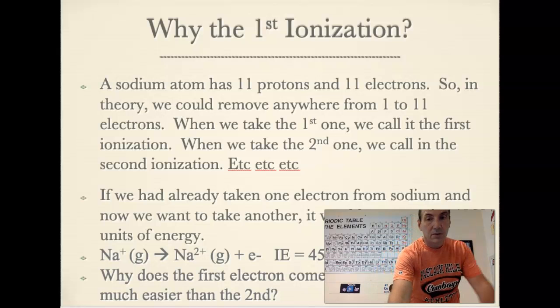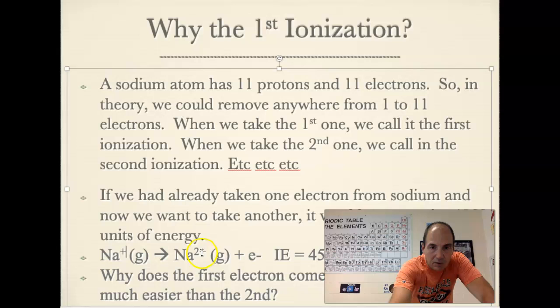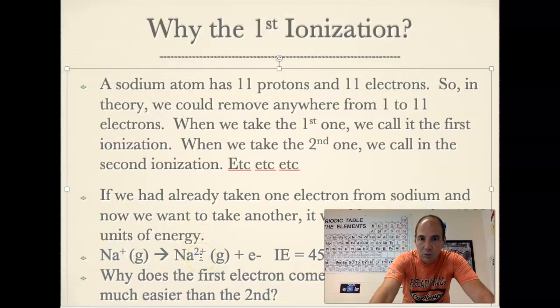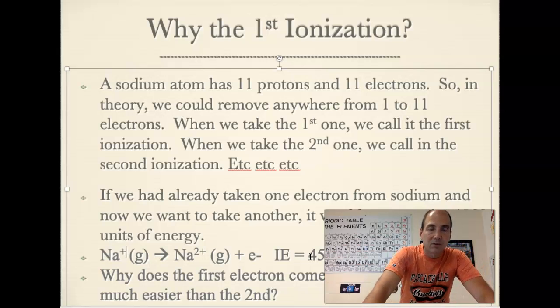So as we look at this equation down here, now that we already made the sodium ion in the first step, now we're taking another electron away, so now we're making it a 2+ ion. And yes, sodium doesn't want to be a 2+ ion, but that's a separate issue. When we take that electron away, before it took 496 units of energy, now it's 4,560 units of energy. It's a significant increase. Okay?